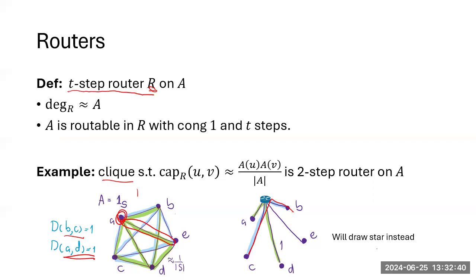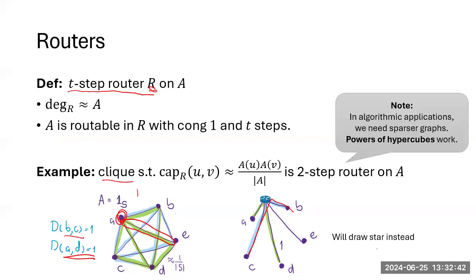Okay. So the clique is a router that has low step. Clique is one example. When you care about algorithmic applications though, clique is too dense. We will need a sparser graph. For this talk, clique is okay because I am just going to tell you about an existence proof. When you need a sparser graph, you can use some sparser graph like a power of a hypercube that would work. You get some trade-off between the step and the sparsity of the graph. But for this talk, just think of it as a clique. And I represent it with a star.